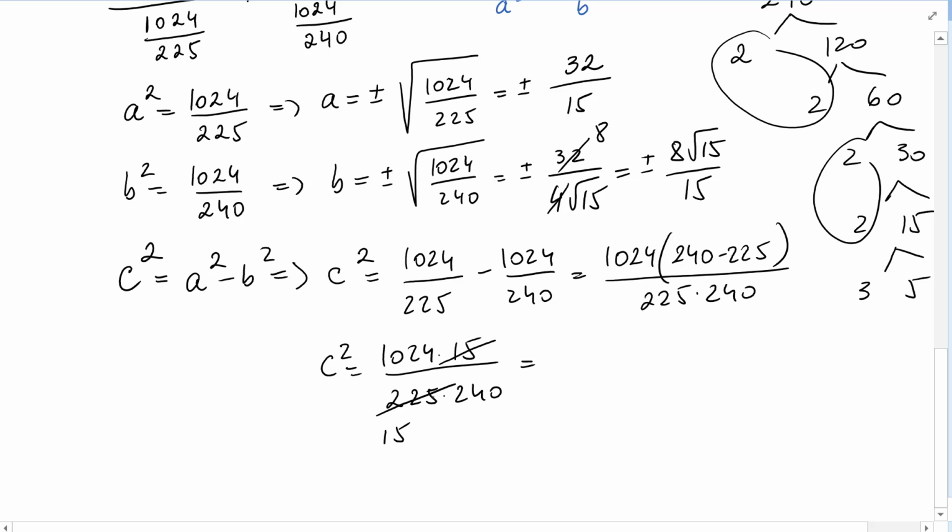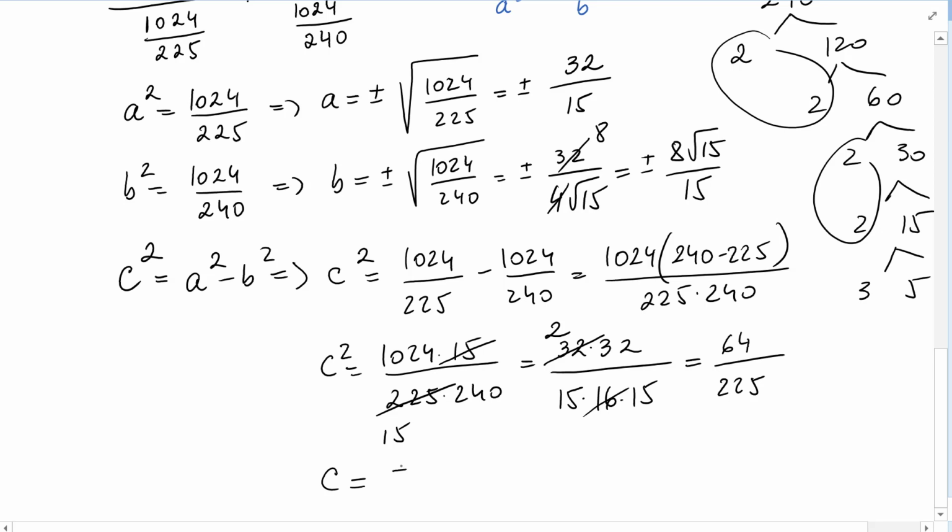Now this is 32 times 32. I'm trying to simplify without using the calculator. And 240, we saw, is 16 times 15. So this cancels with this and we get 2. So we get 64 over 225, which makes it c equals plus or minus 8 over 15.